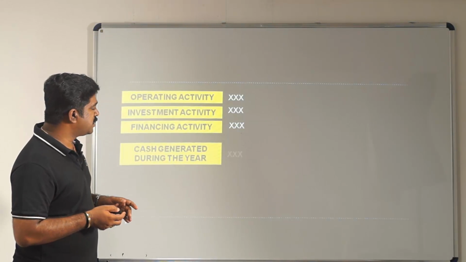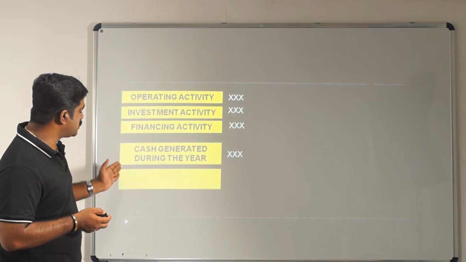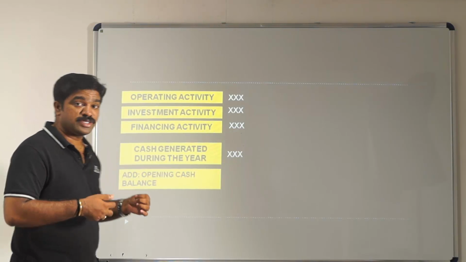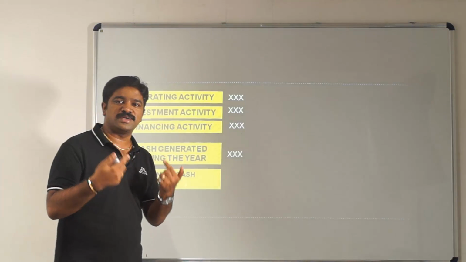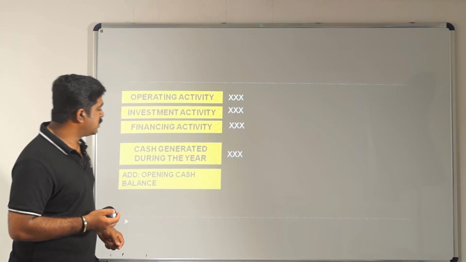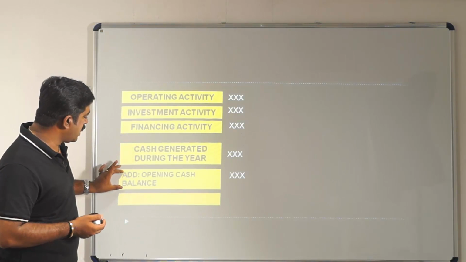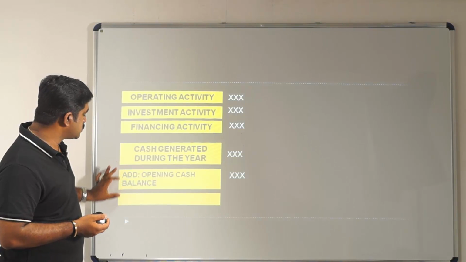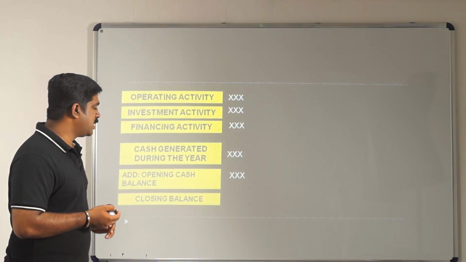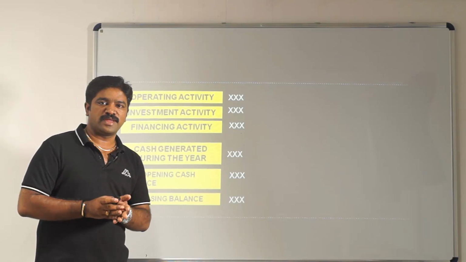Now with this cash generated during the year, what we'll do is we'll add the opening cash and cash equivalents. Whatever the cash and cash balances available in the beginning, I mean cash and cash equivalents, I'm stressing on a technical term called cash equivalents. So that will be added, and automatically, with the cash generated during the year, if we add opening cash and cash equivalents, we should get what is known as closing cash and cash equivalents. Okay, so this is the abridged structure of a cash flow statement.